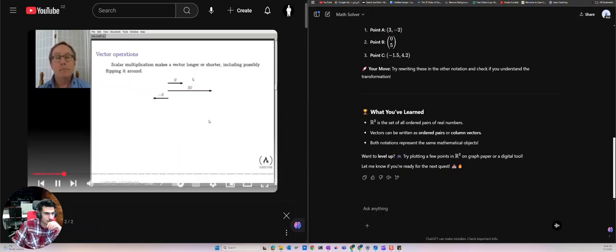Okay. The operations that we introduced for vectors last time were addition and multiplication. Multiplication is the easier of the two, so starting with multiplication. If you multiply a vector times 3, you make it 3 times as long. Pointing in the same direction, but 3 times as long.